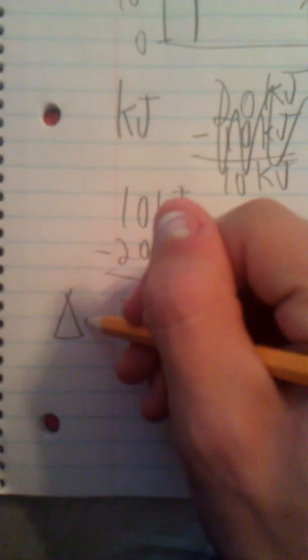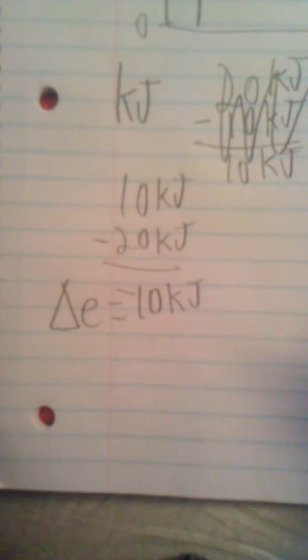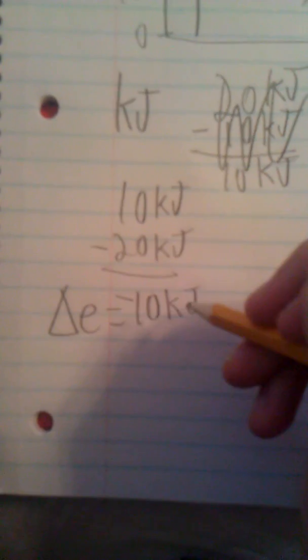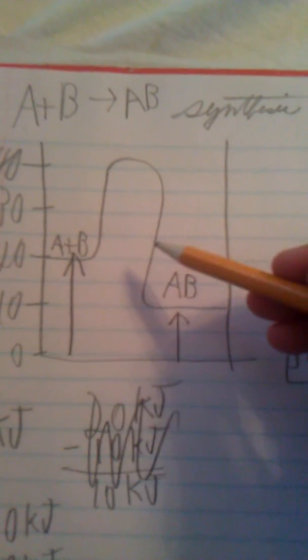The change in energy is negative 10 kilojoules because over the course of this reaction, it is losing energy. So that's what makes it exothermic. I'll write it down here, if you can read my handwriting.